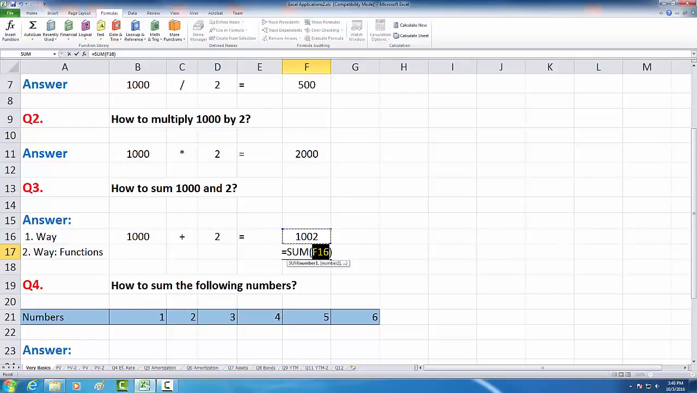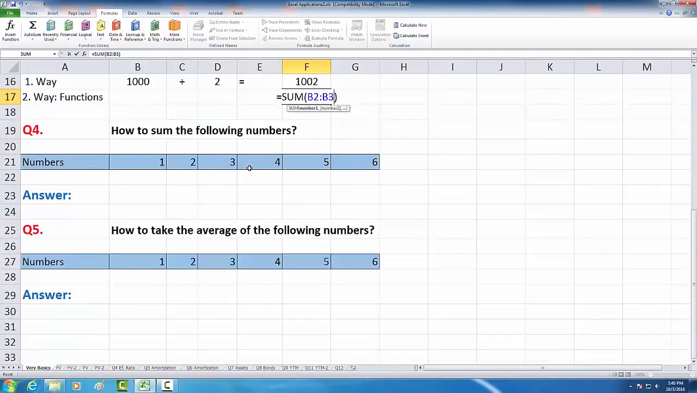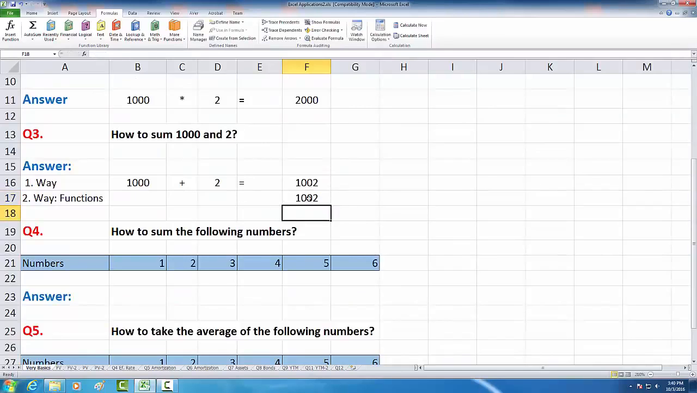When you click on sum, it asks you which numbers to sum. What I'm going to use is this number and that number. Just select these two numbers and hit enter. So it's 1002, the same answer. The first way, you can write B2 plus B3. The second way is you can use the sum function. This is a function. There are more than one function, of course.